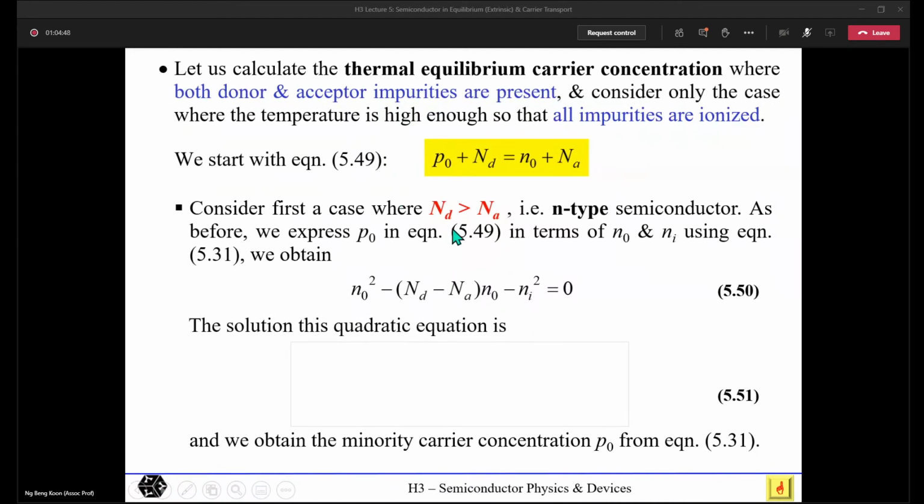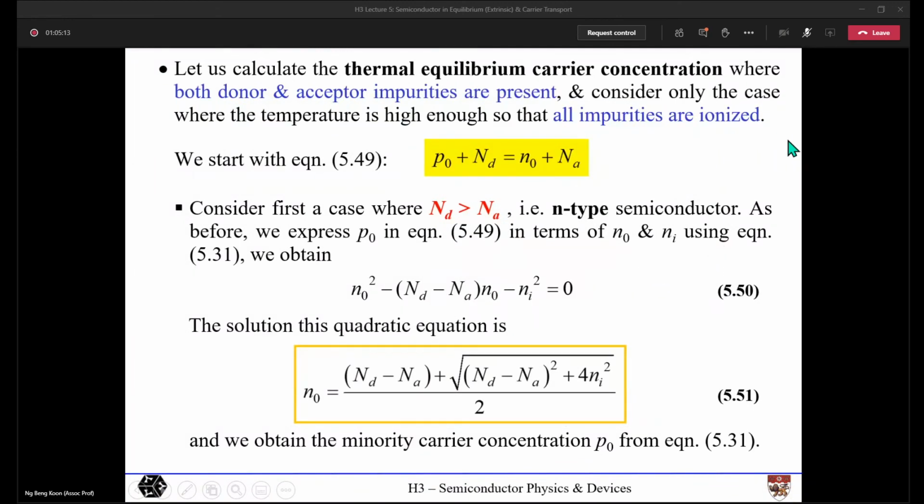So if you consider a case where the ND is much greater than NA, that means it's an N-type semiconductor, then we use the mass action law to convert this equation into a quadratic equation in N naught. Okay, where now there is no longer just one dopant quantity, right? It's now two. It's the donor and the acceptor one, the difference between them. And if you solve the quadratic equation, similar to the previous consideration, you actually get the same form. The only difference is that the doping part is the net doping in the semiconductor. So it's ND minus NA. In the square root bracket, you also have ND minus NA.